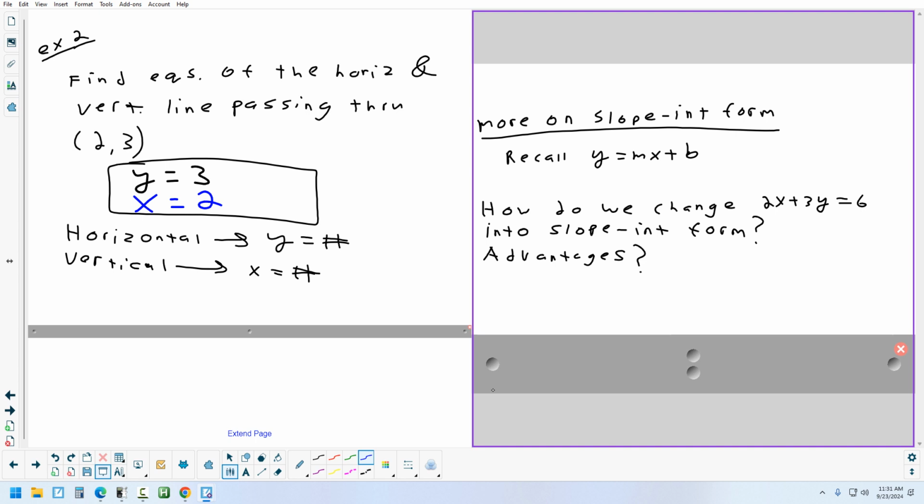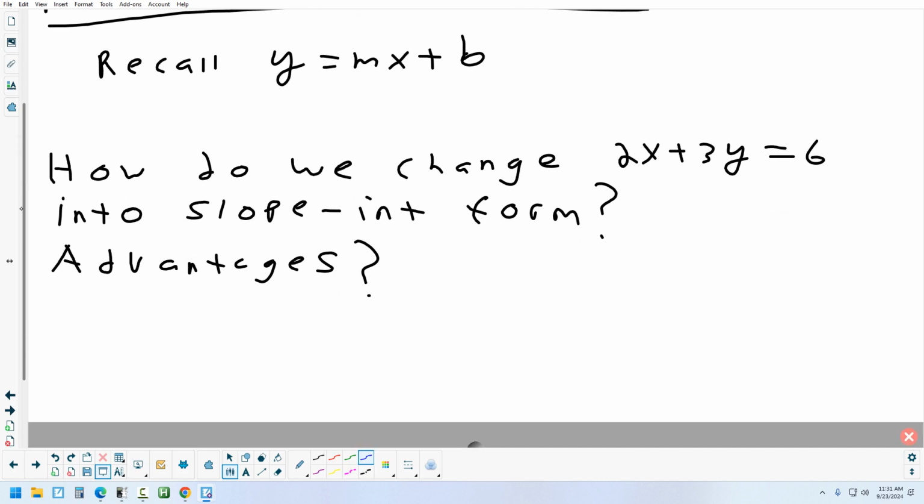All right, so I kind of showed you this earlier. y equals mx plus b, that's slope-intercept form. 2x plus 3y equals 6, that's not slope-intercept form. What would I do if I wanted to get the y by itself? What's the first thing I would do on both sides? Yeah, subtract 2x. I'd have 3y equals negative 2x plus 6. That's when I minus the 2x.